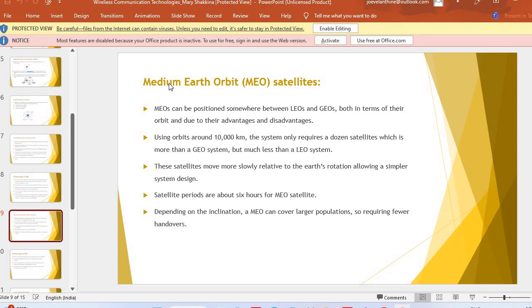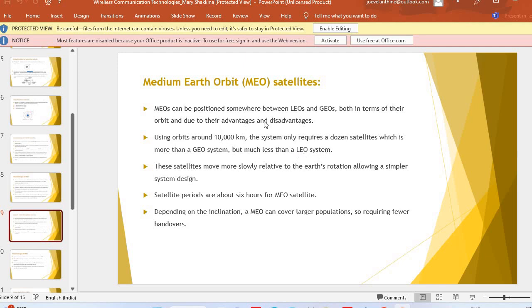Next, let's see about medium Earth orbit, that is MEO satellites. MEOs can be positioned somewhere between LEOs and GEOs. Because it is a medium Earth orbit, it is between LEO and GEO, both in terms of their orbit and due to their advantages and disadvantages. Using orbits around 10,000 km, the system only requires a dozen satellites, which is more than a GEO system but much less than a LEO system.